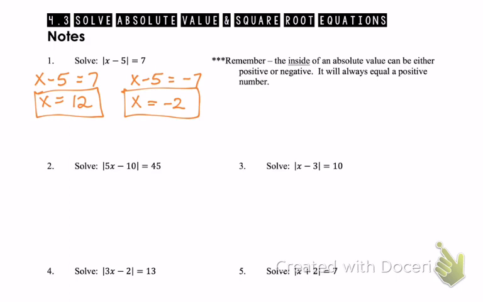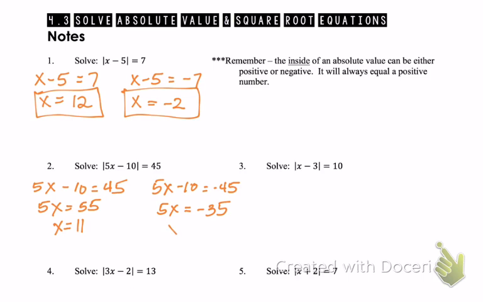For number 2, I'm going to say that 5x minus 10 equals 45. So 5x equals 55, x equals 11. And then 5x minus 10 equals negative 45. So x equals negative 7.